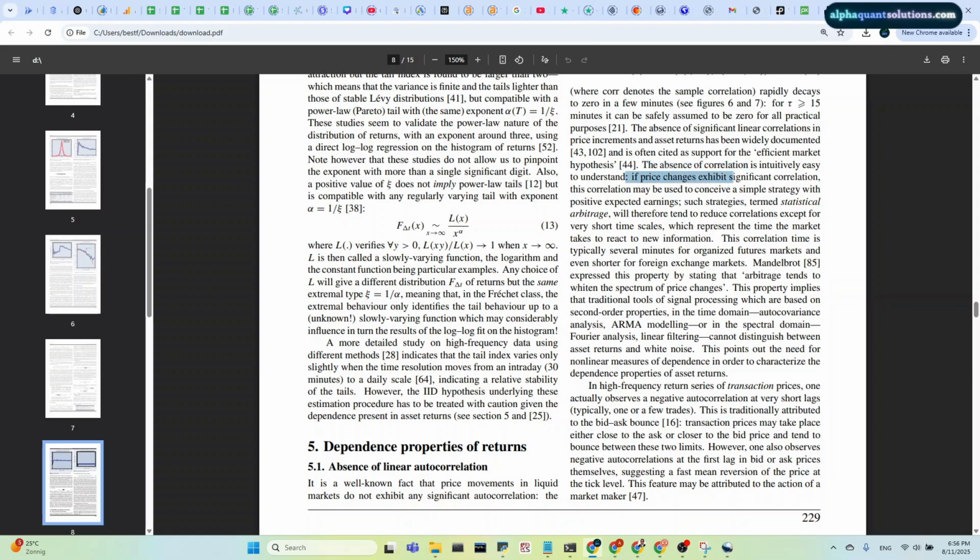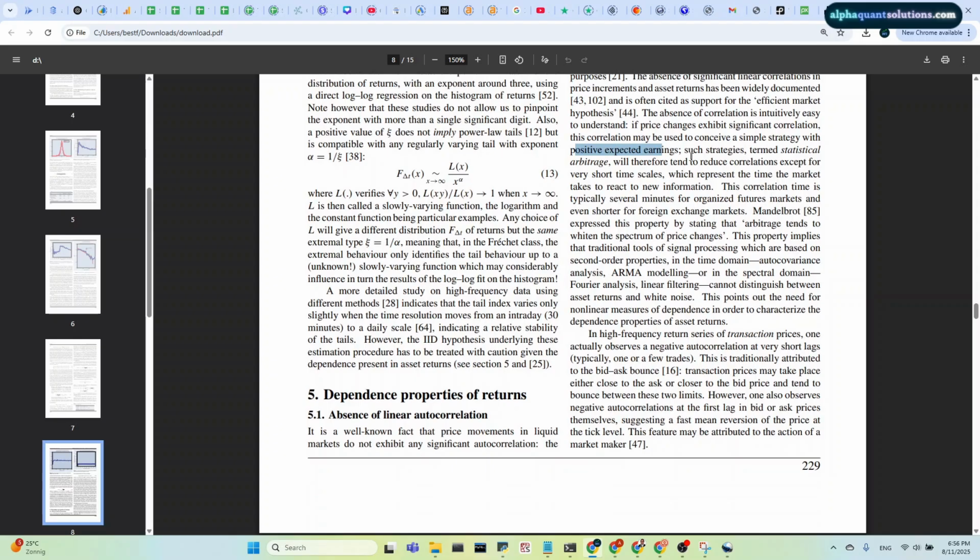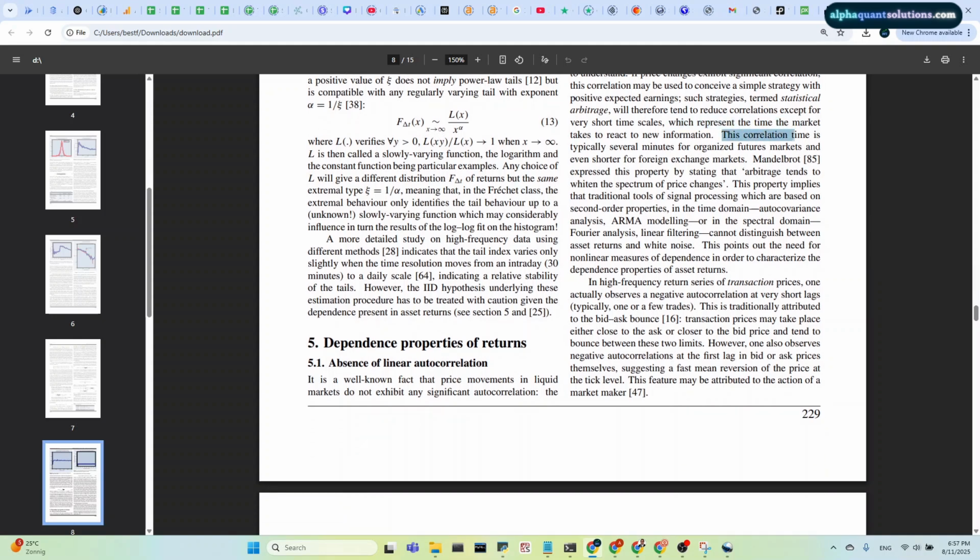If price changes exhibit significant correlation, then this correlation may be used to conceive a simple strategy with positive expected earnings. And hence, such strategies, termed statistical arbitrage, will therefore tend to reduce correlation, except for very short timescales, which represent the time the market takes to react to new information. This time is typically several minutes for organized futures markets and even shorter for foreign exchange markets.